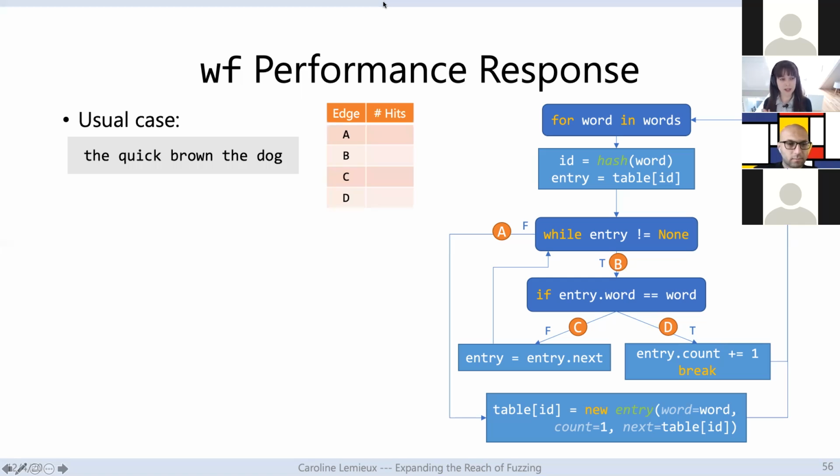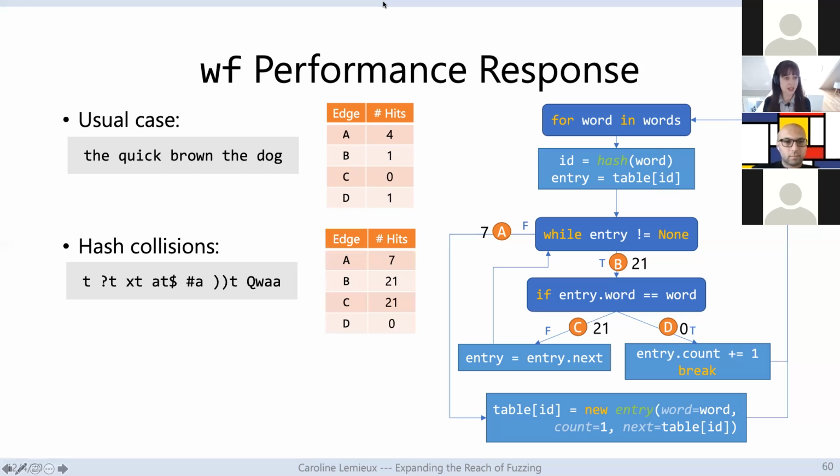So a usual case input, like "the quick brown the dog", will hit this A edge, which corresponds to creating a new entry, 4 times. It will hit the B edge, which corresponds to having to traverse the linked list hash table once, because the word "the" has the same hash as the other word "the". But since it's the same hash, it only hits the D edge, which corresponds to incrementing the count for an existing entry in the hash table.